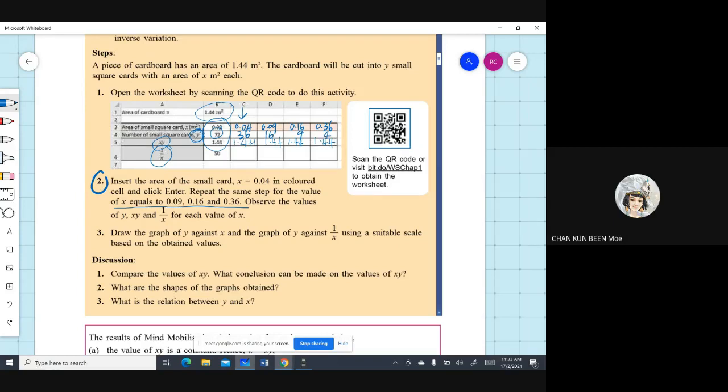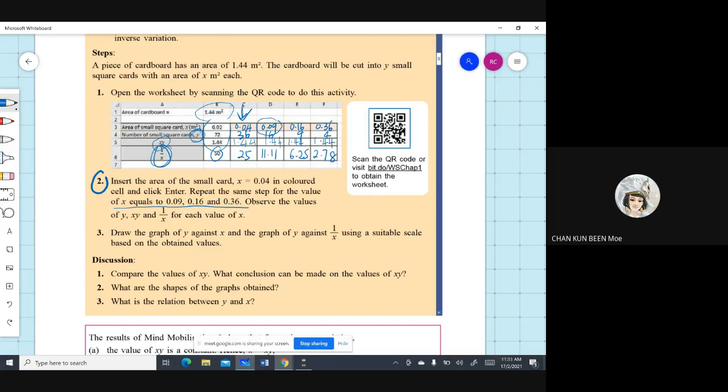Then for the value of 1 over x, for this part it is 1 divided by 0.02, we get 50. For the second one, 1 divided by 0.04, we get 25. 1 divided by 0.09, we get 11.11. 1 divided by 0.16, we will have 6.25. 1 divided by 0.36, we will have 2.78.